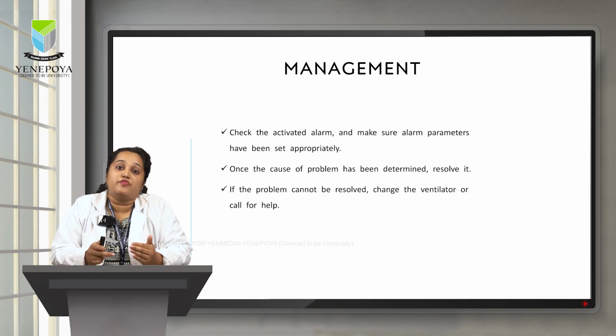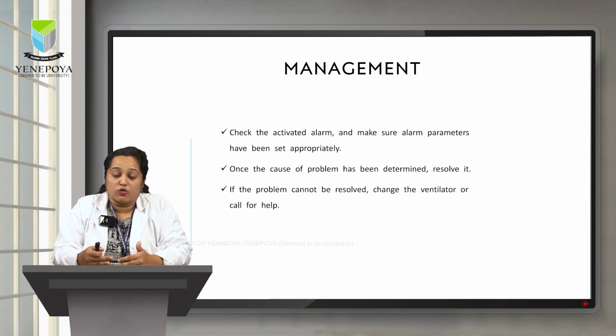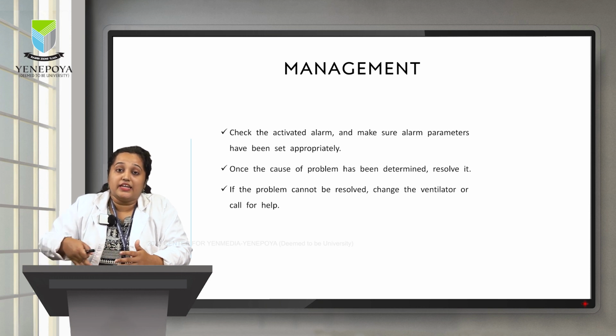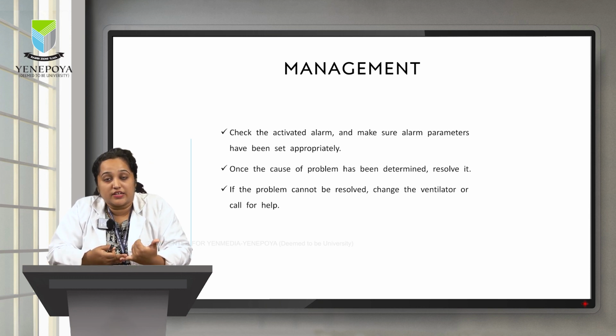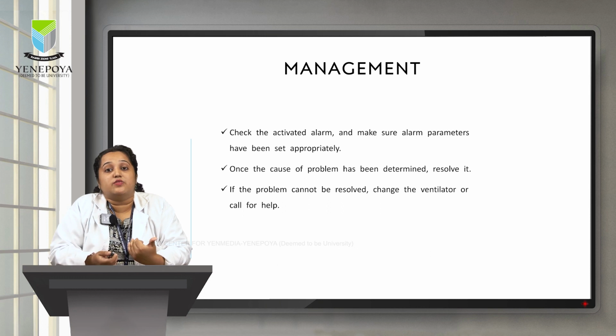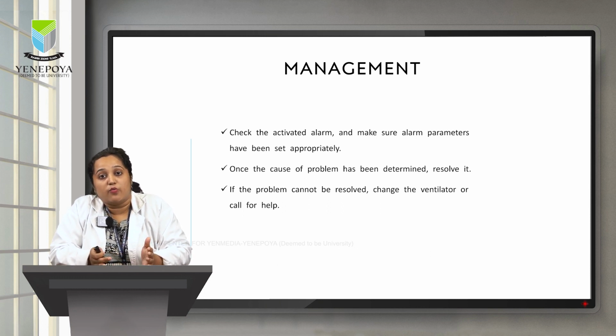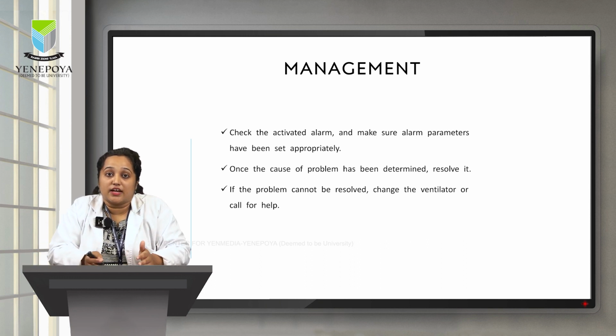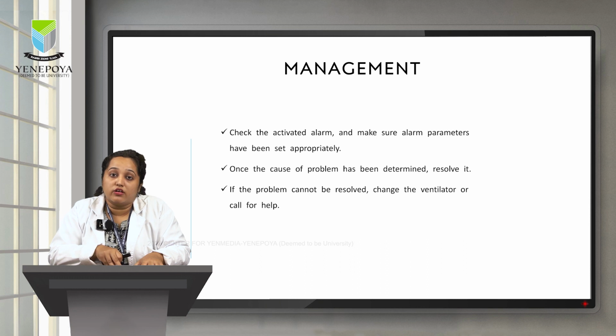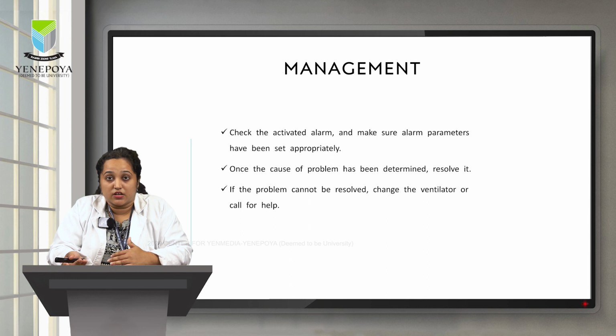After you have determined the problem and seen what solution or treatment can be given to that patient, and even then if you are not able to solve the problem, the best thing is to change the ventilator or call for help. Changing the ventilator will help in scenarios where the problem is arising from the ventilator. But if the problem is arising from the patient and in your expertise you are not able to control it, then definitely you need to call the expert so that they can come and identify what needs to be done and how it needs to be done.